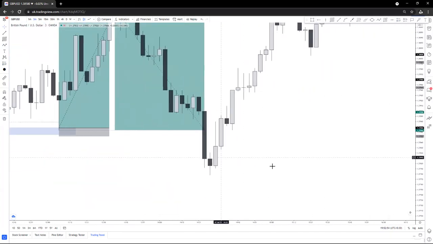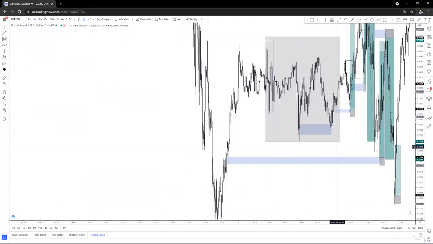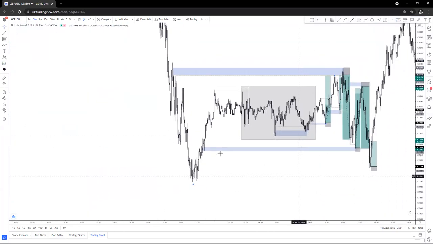So on the 1 minute that happened. So what I did was I did this. It was around here. And then I know that on the lower time frame, this was my range, from this low to this high.